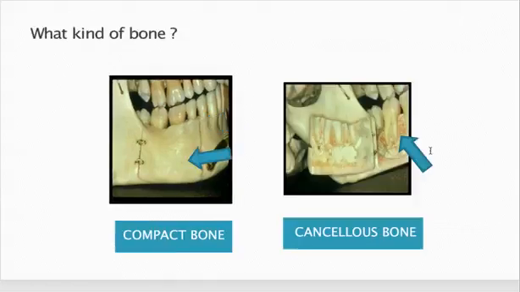The outer walls of the alveolar process are made up of cortical or compact bone. The area enclosed by the cortical bone walls is occupied by cancellous bone, also known as spongy bone. So on the left again, on the dry skull, we can see the outer process of the mandible, which is compact bone, also known as cortical bone. In the cutaway, on the right, we see the inner aspect known as the cancellous bone or spongy bone.